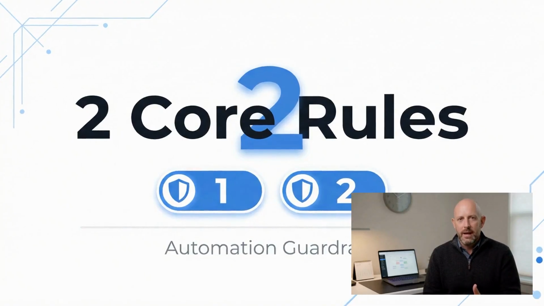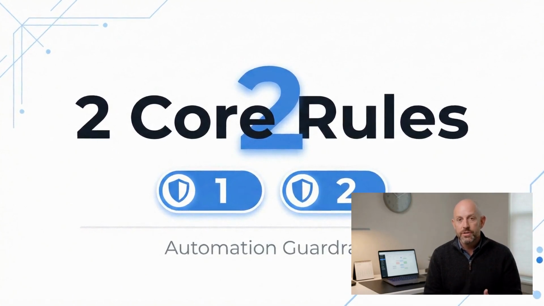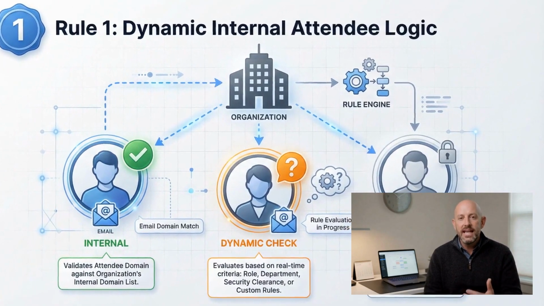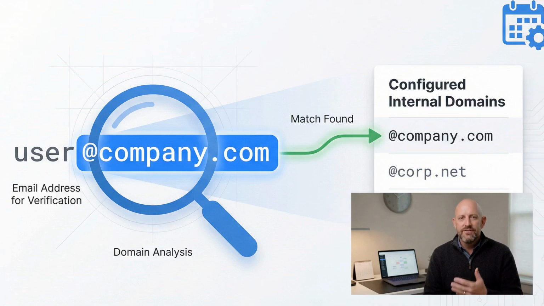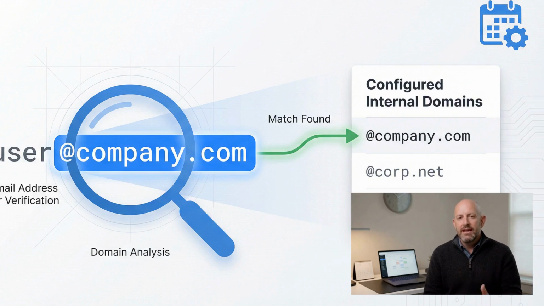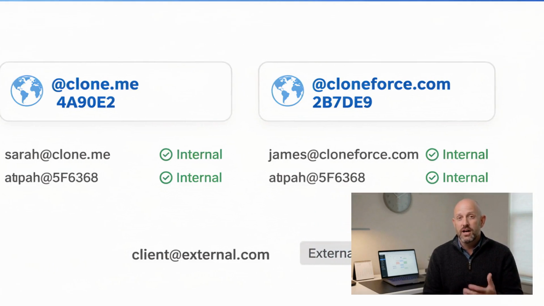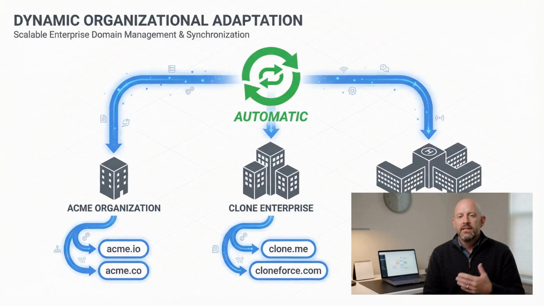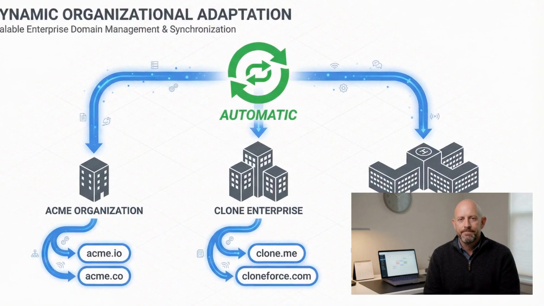Before we dive into the setup, let's establish the two core rules this automation follows. First, internal attendee logic is dynamic. The system treats an attendee as internal if their email domain matches your organization's configured internal domains for the calendar operator connection. For example, if your internal domains are clone.me and cloneforce.com, anyone with those domains is considered internal. This adapts automatically to each organization, no hard coding required.